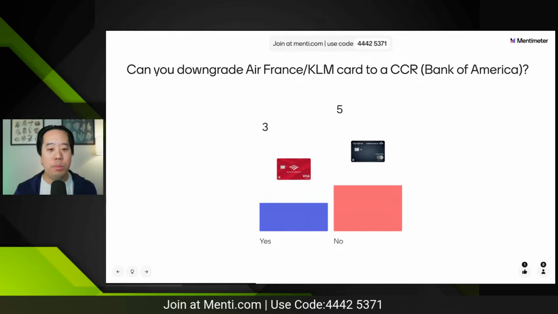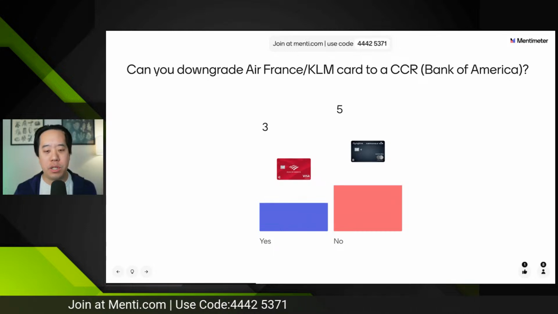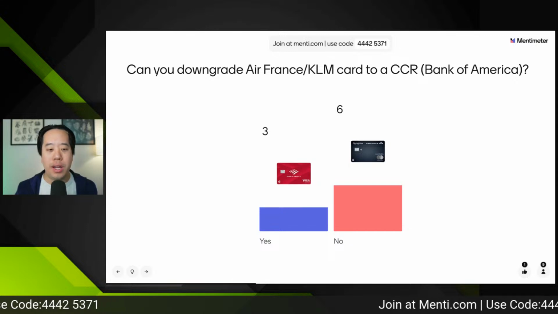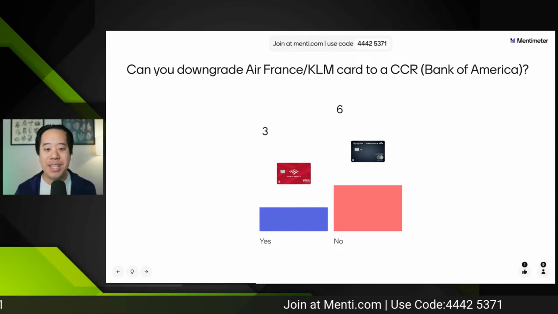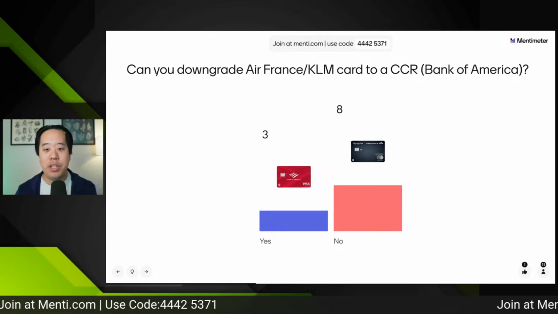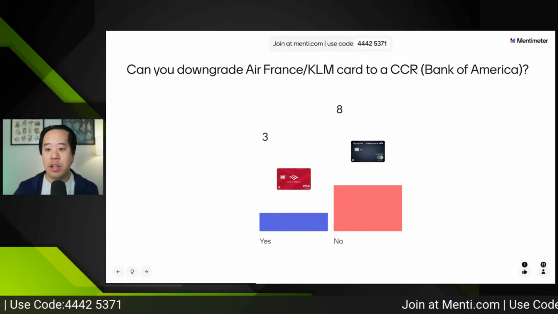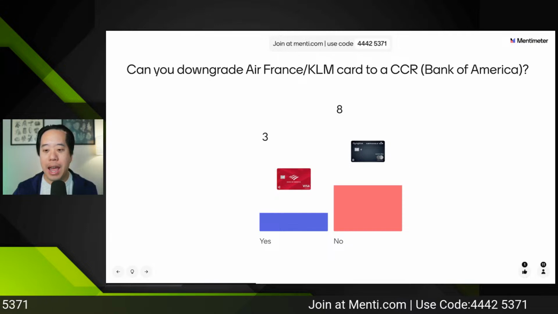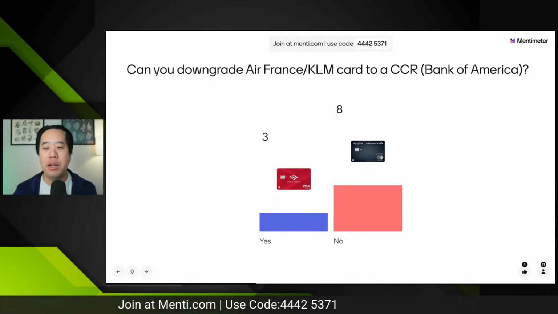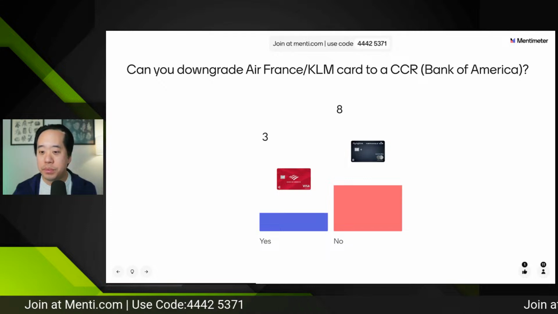Right now, it looks pretty even, with a little focus here being on no, that you can't actually do that. And I do want to reiterate that there have been data points for both yes and no. And so it's not entirely clear, and personally, I've never done this. I'd also like to know if any of you guys have actually done this. So if you have, go into the chat and let me know.